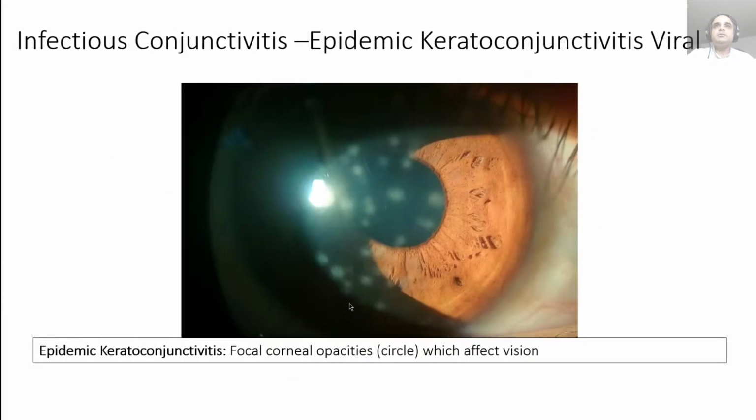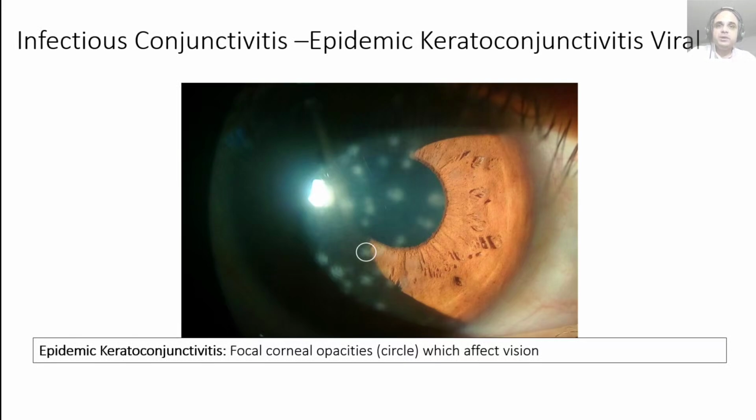These are those opacities in the cornea of epidemic keratoconjunctivitis. And these are the ones that can affect vision formation, provided that they are on the visual axis and enough in number so as to actually interfere with vision. But they do require a topical steroid instillation to manage, because without them they were not going to go away.